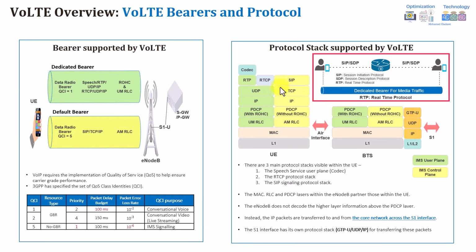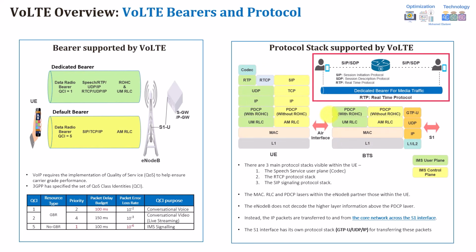For the control plane, which is mainly about the SIP messages, as we mentioned, it is transmitted over TCP, and this is using acknowledged mode. And it doesn't have ROHC, which is robust header compression, as you just mentioned before, and this is from the UE side. And as you know, the gNodeB or eNodeB side doesn't decode the higher layer information above the PDCP. It doesn't have visibility over that part.